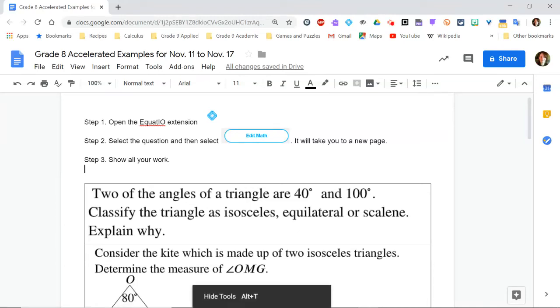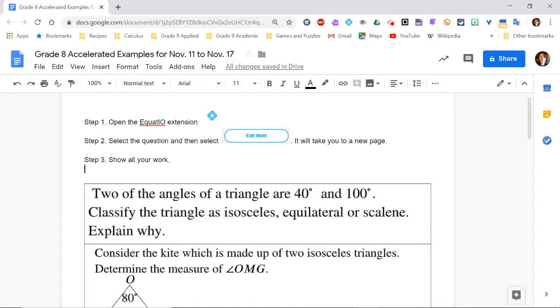Hi, grade 8s. What we're going to do today is work through some of the questions from the geometry task way at the beginning, as well as the ratio and proportion questions that were given a couple weeks ago. While we're doing that, we're going to use something called Equatio MathSpace to help us show our work.